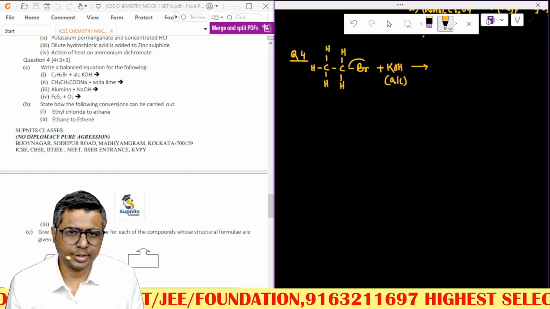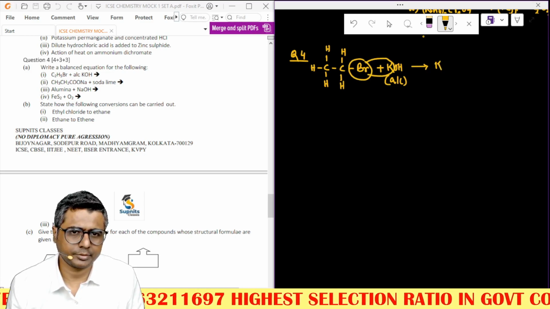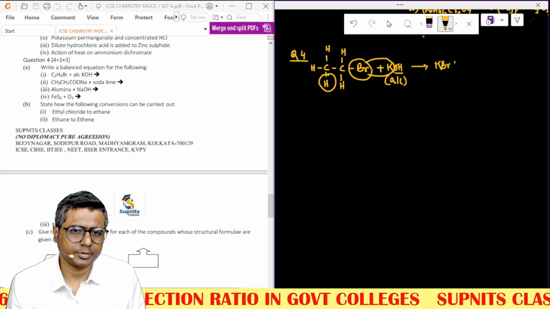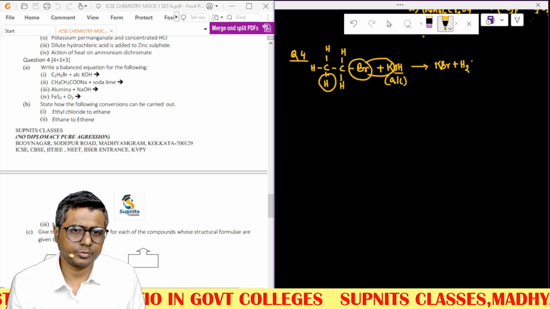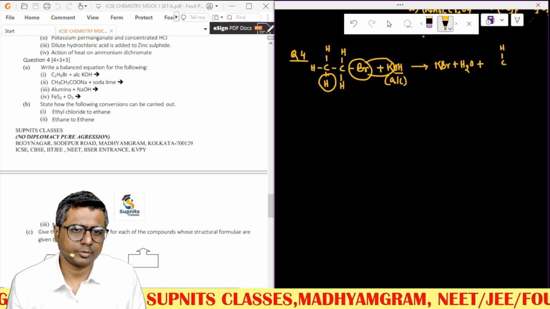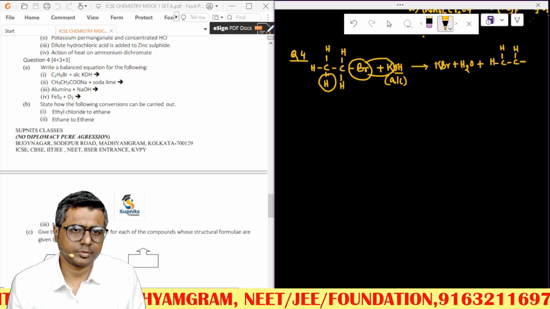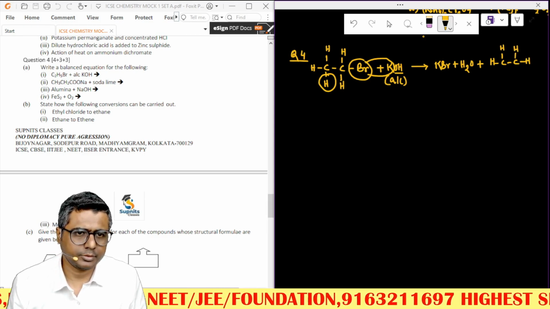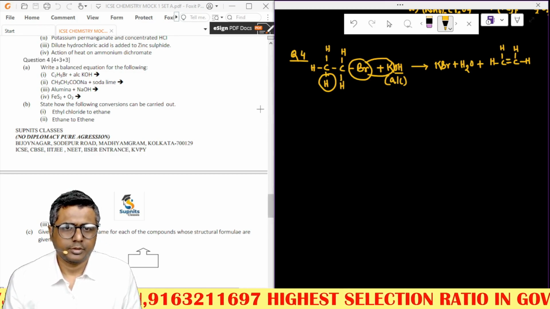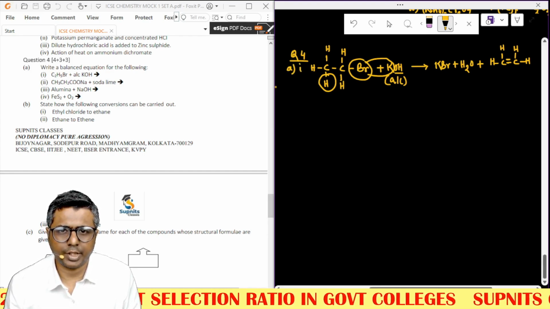Potassium will take out this bromine, so potassium will go with this bromine, so KBr, and this OH will take out a hydrogen from here, forming H2O, and let us see what is the rest amount remaining in the hydrocarbon. Correct? So here there will be a double bond satisfying every valency of carbon. So this is the total reaction that you need to do for question number 4A1.